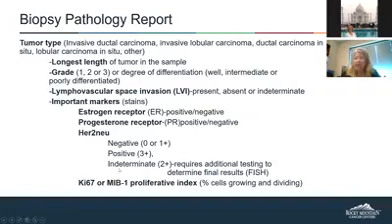Or we'll get something called equivocal or indeterminate, which is 2+. And these indeterminate or equivocal results require further testing by something called FISH, fluorescent in situ hybridization, to sort out whether these 2+ results are either positive or negative.